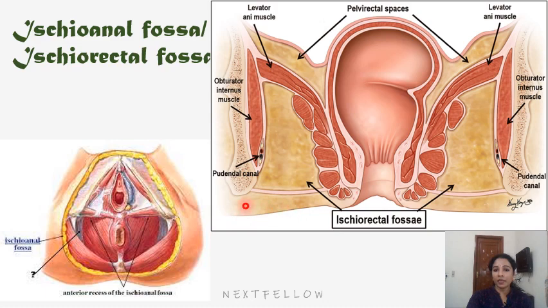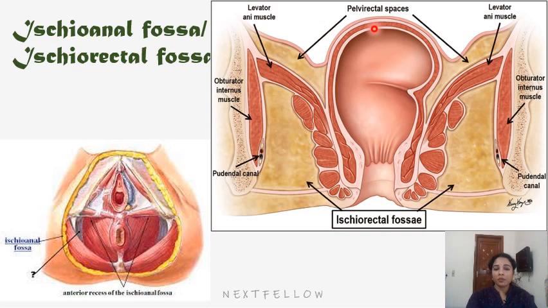The base is lined by the skin, and the apex is directed upwards and laterally. This is the apex, between the levator ani and the obturator internus, where we can see a fascia. The fascia covering the obturator internus is the obturator fascia. So the apex is directed upwards.